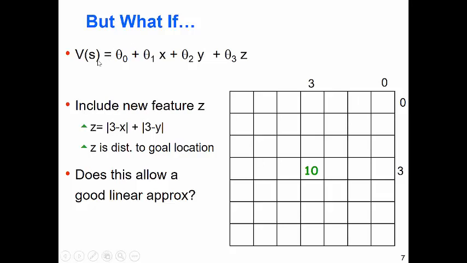So what would theta 0 be? 10. How about theta 1? 0. Theta 2? 0. Theta 3? Negative 1. Right. So it's 10 minus the Manhattan distance. And this is a pretty typical thing if you have a goal-based domain for function approximation. They'll often model some measure of distance or direction from the goal, and this is kind of why.